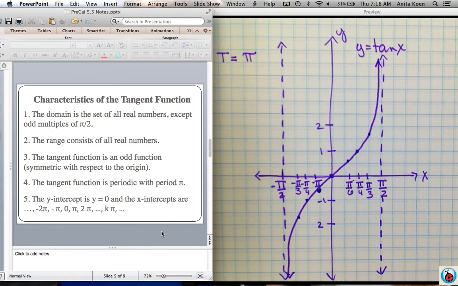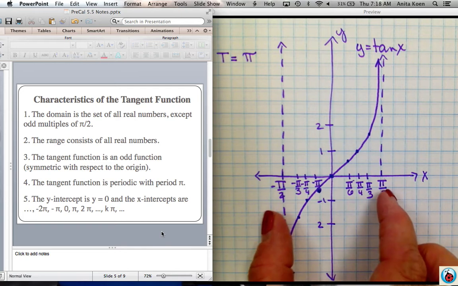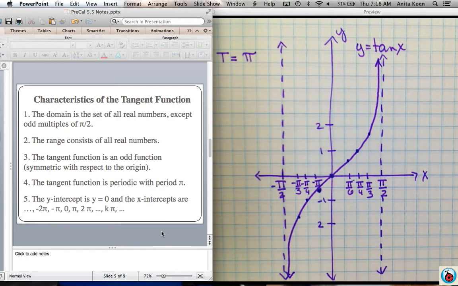The tangent function is an odd function. That means it has origin symmetry. The tangent function is periodic with a period of pi. That means that it repeats the same period that you see before you every pi period.